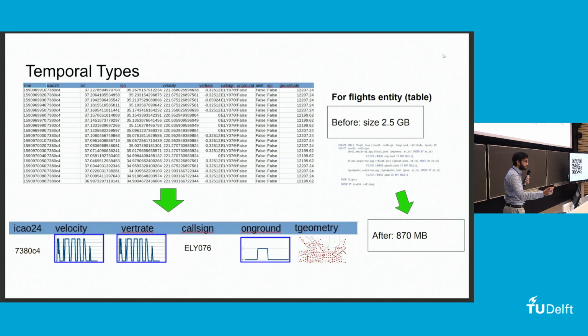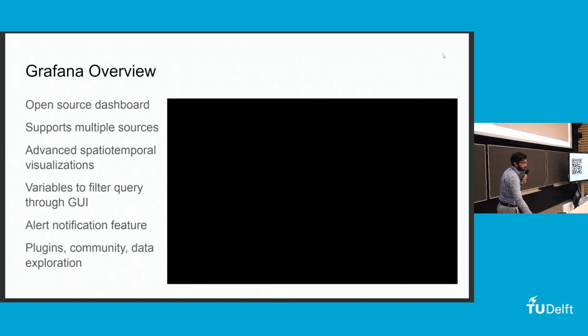And in ours, you can say, for example, we had 1 day of flights data. It was 2.5 GB. After creating MobilityDB trajectories, it was 870. So Adam will now give you an overview of Grafana.